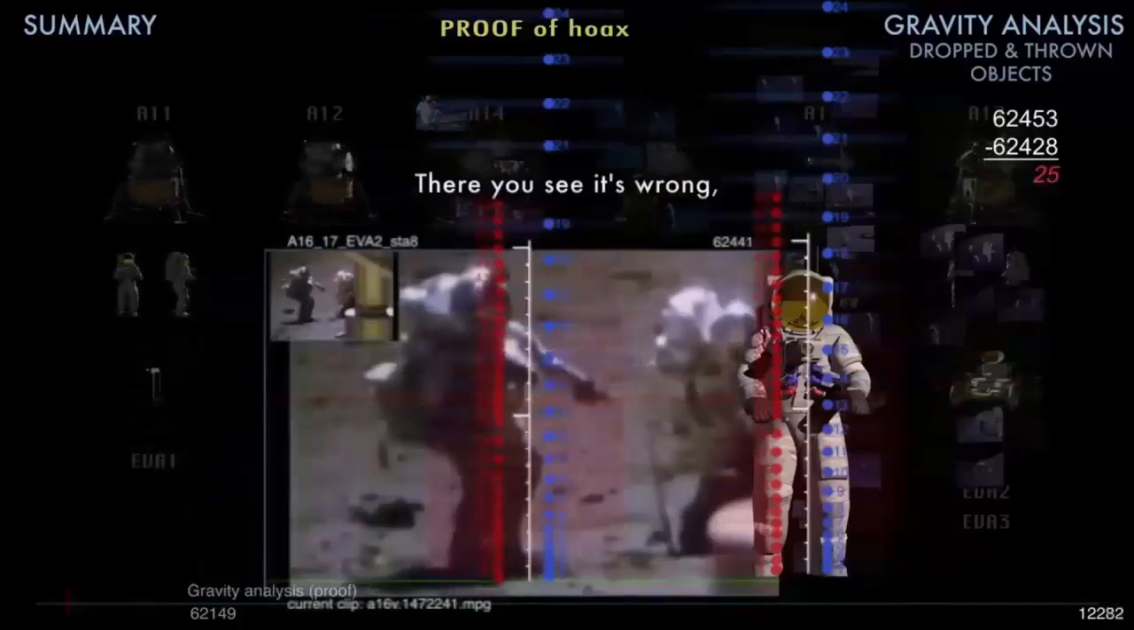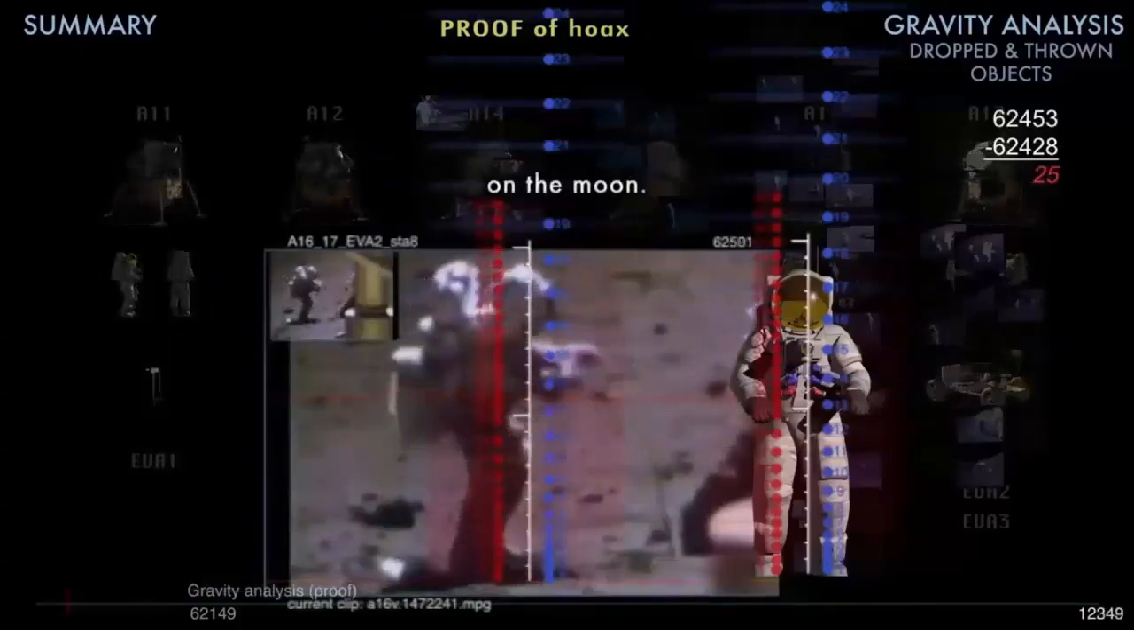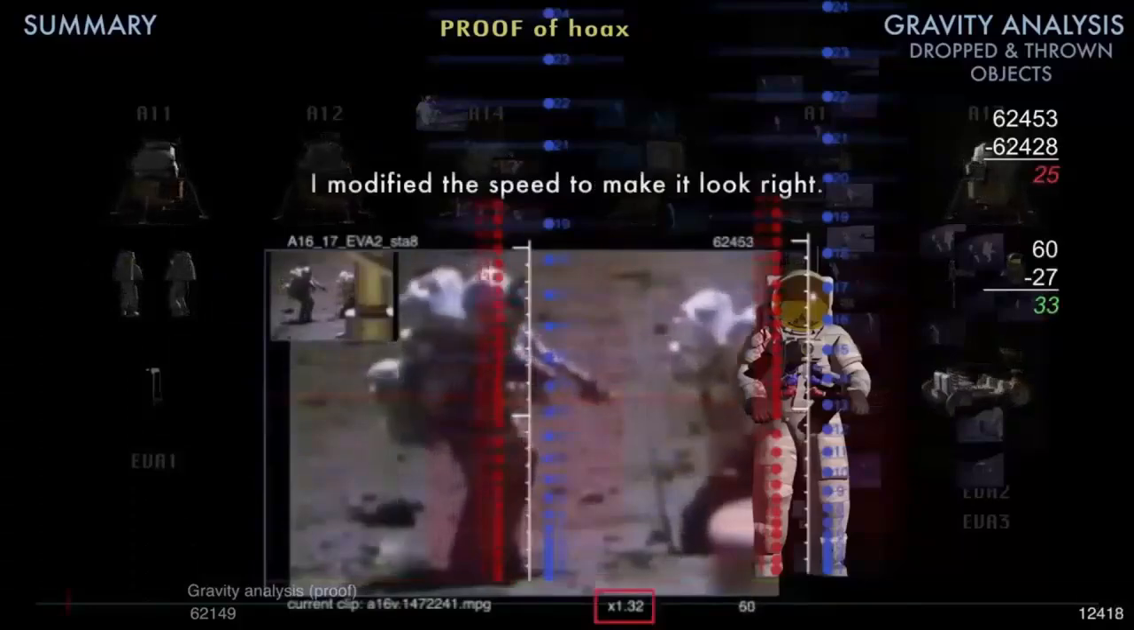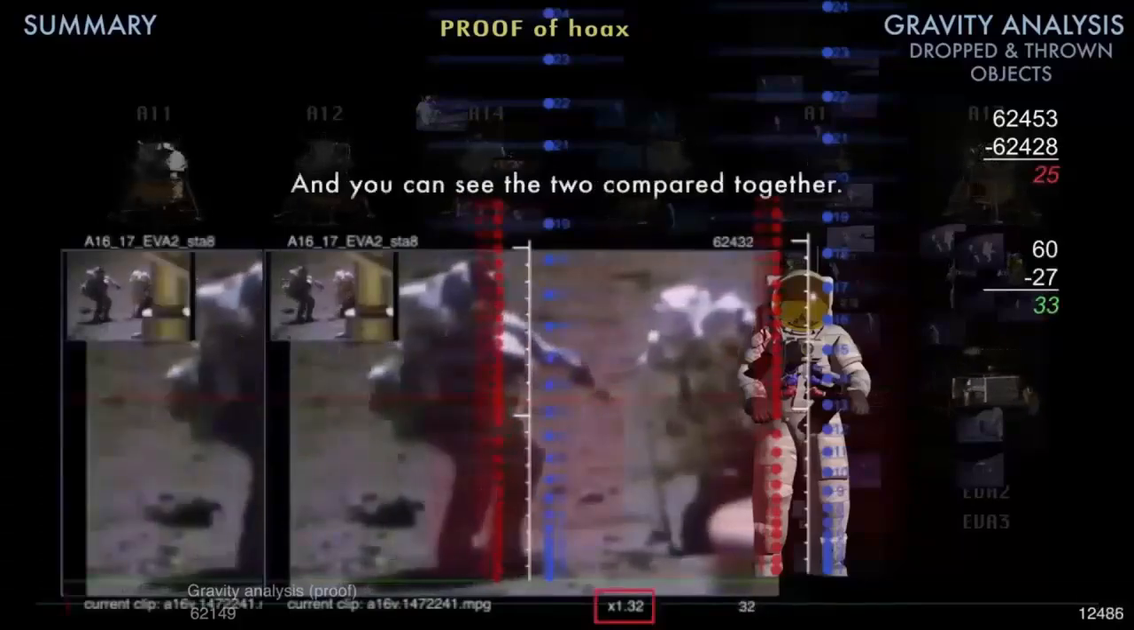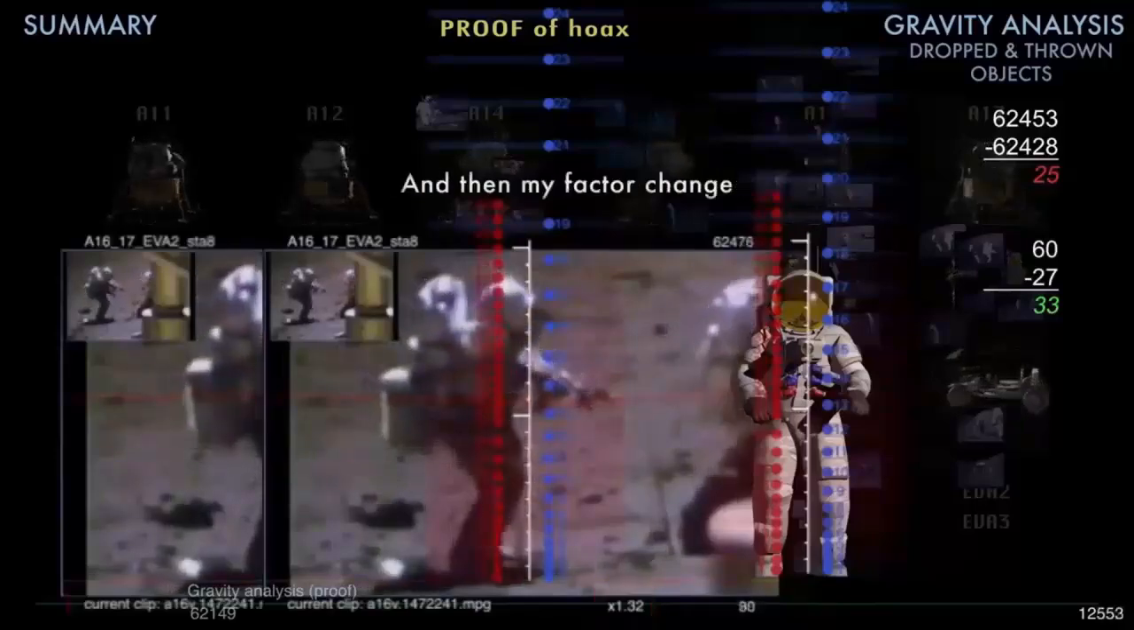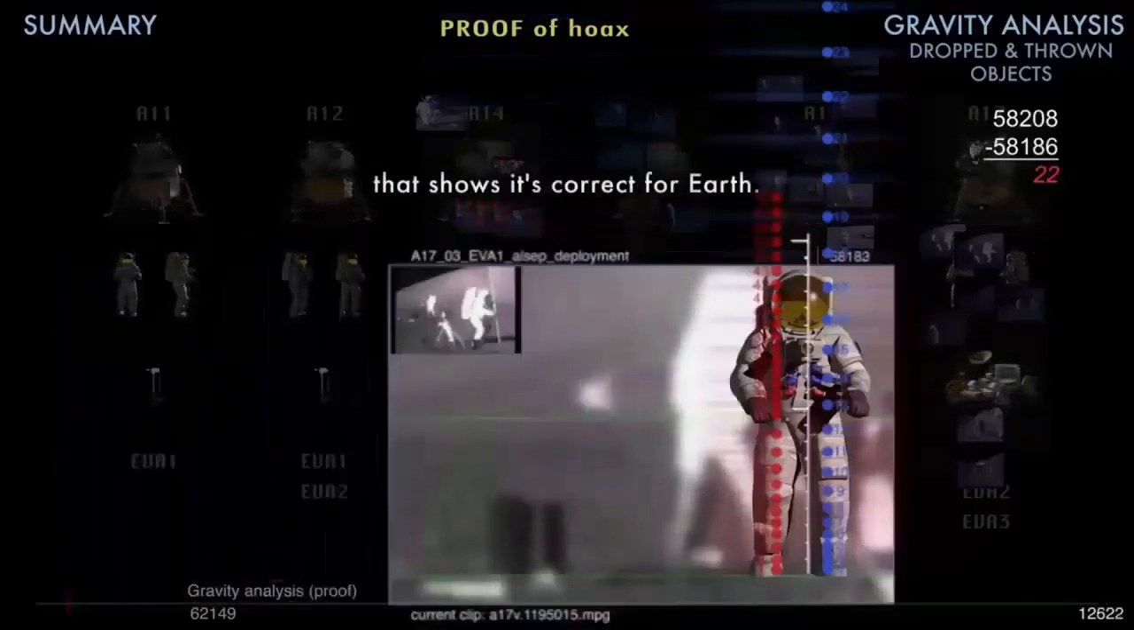Here you can see it's wrong based on my analysis on the moon. I modified the speed to make it look right, and you can see that the two compare together, and the many factor change that shows that it is correct for Earth.